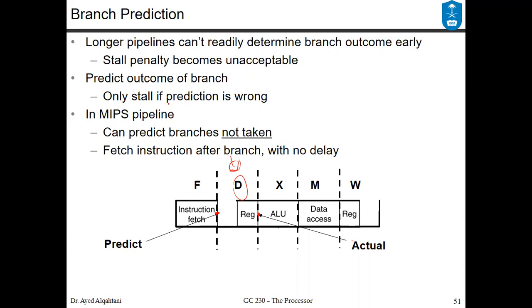So if you predict and your prediction is correct, then you don't waste any time. But if you predict and your prediction was wrong, at that time, you wasted the cycle. So that's the case here. You only stall if your prediction is wrong. In the MIPS pipeline, you can predict branches not taken. So if we say that all the branches in the MIPS pipeline are not taken, you execute the next instruction all the time. So our prediction is this.